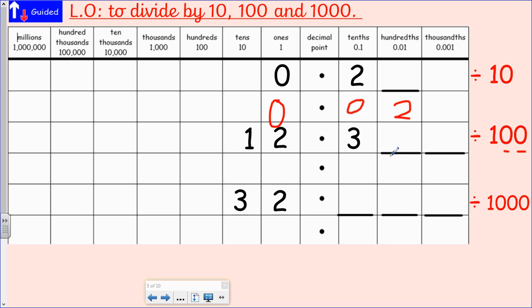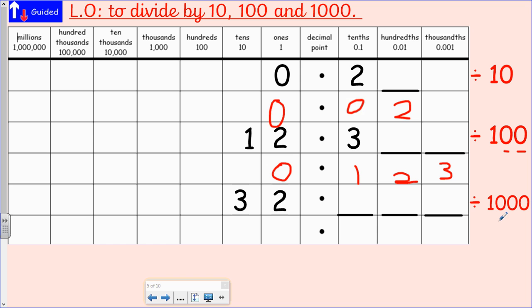Next one, 12.3 divided by 100. So 2 zeros, 2 lines to the right, always moving to the right when we're dividing. Everything's getting 100 times smaller. So 3 tenths, if I divide it by 100, is 3 thousandths. The 2 moves from the ones into the hundredths. And the 1 moves from the tens into the tenths. And again, I can't have an empty ones column, so we put the 0 in. 0.123.